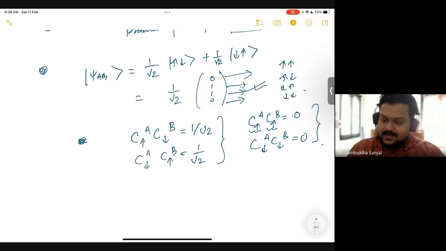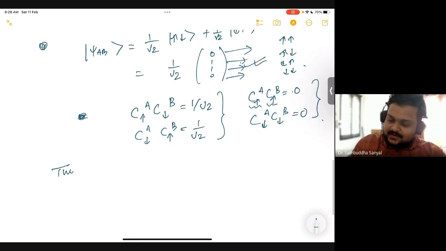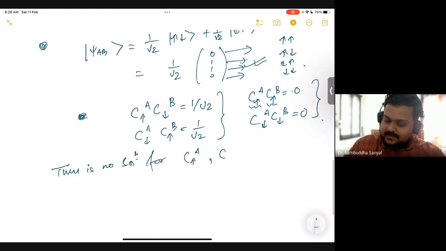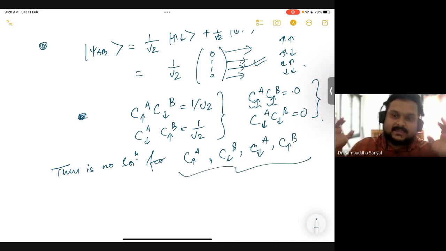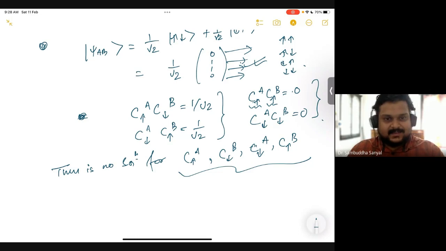Yes, sir. So that means there is no solution. There is no solution for C up A, C down B, basically C up and C down. Yeah, C down A, C up B. There are no four such C's which satisfy this. Therefore, it cannot be written in a product form. So this is so simple.